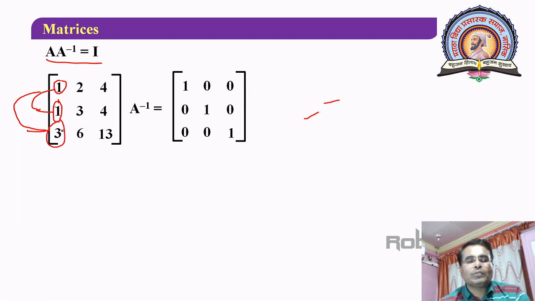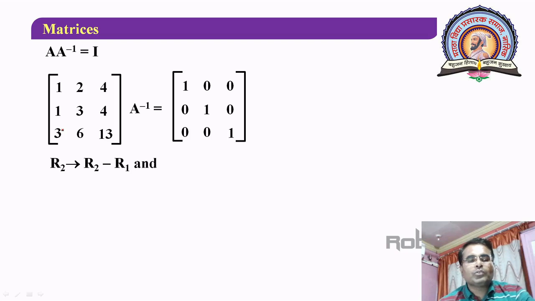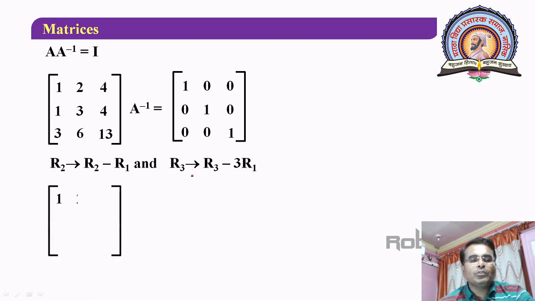So let us see whether we are getting the same thing as the next transformation. Your transformations are R2 is considered as R2 minus R1 and R3 is considered as R3 minus 3R1. With this, your matrix will reduce as follows. There will be no change in the first row, but now 1 minus 1, what will we get? 0. 3 minus 2, 1, and 4 minus 4, 0. That is your second row.